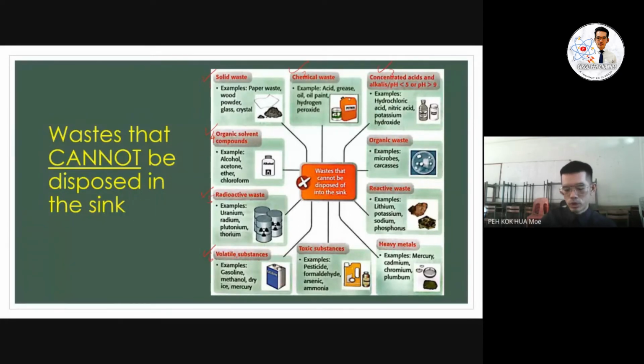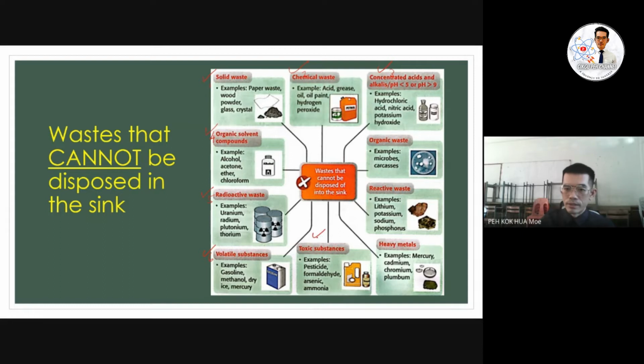Next here we have the volatile substances. As mentioned, volatile means that the chemical will vaporize easily. So it will be dangerous if we inhale this type of chemical into our body. Here we have gasoline, methanol, dry ice, and mercury. This is an example of volatile substances.